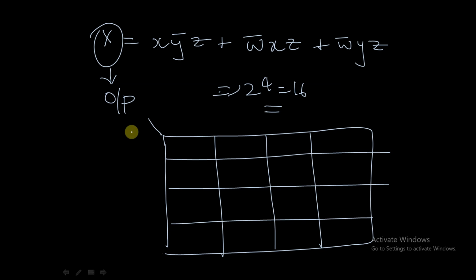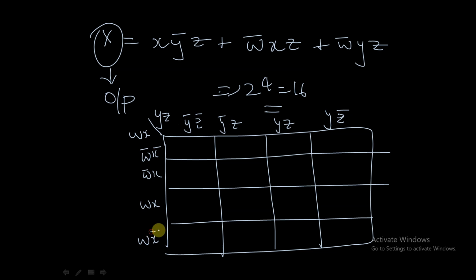Okay, and here w x y z, y bar z bar, y bar z, y z, and y z bar, w bar x bar, w bar x, w x, and w x bar. So I should plot this particular expression on the K-map. So how to plot this?